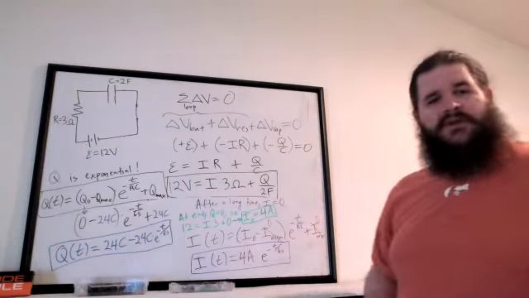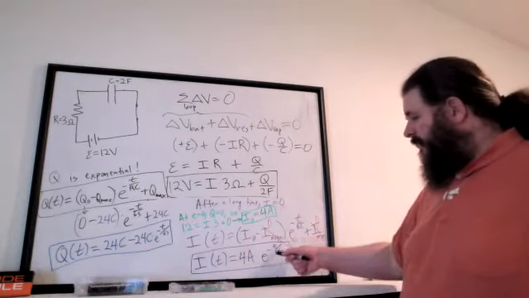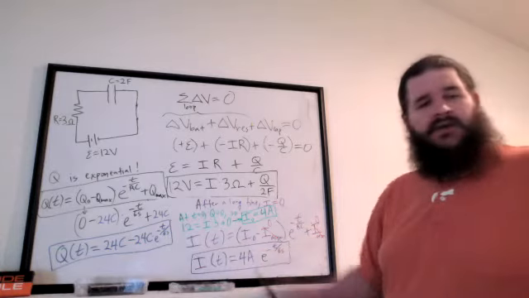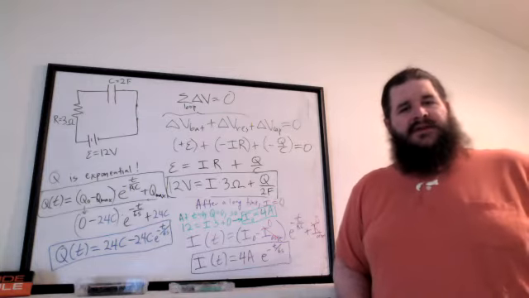If you want to know what's the current after 17 seconds, you can just plug in 17 seconds for t, multiply that out, and you get the current at that time. Any questions on that so far?